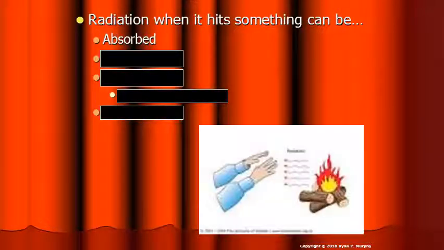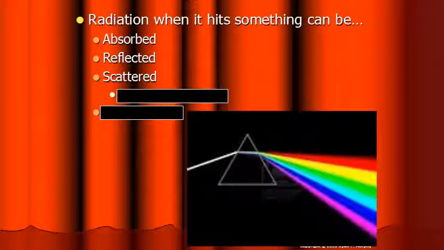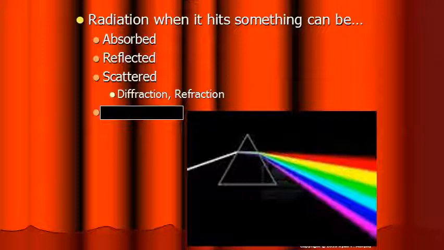All right, so first of all, they can be absorbed. This is like when you feel the heat from the sun, that's absorbing into your skin. They can be reflected. That means to bounce off like a mirror. They can be scattered, and there's two types of scattering that can happen: diffraction and refraction.